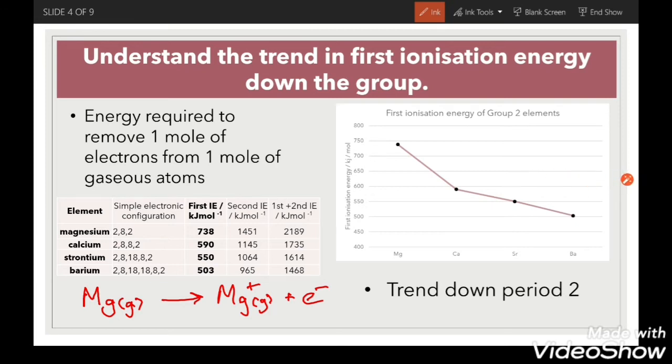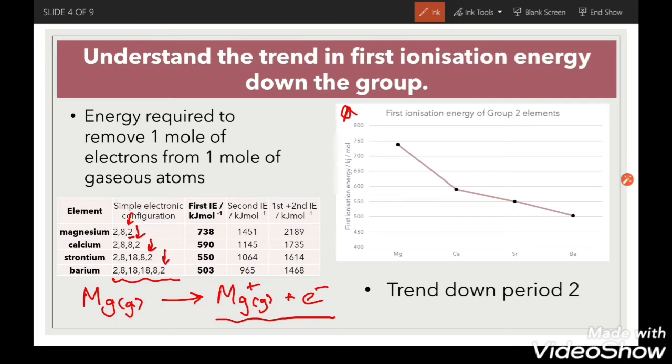So we're just looking at the first ionization energy of magnesium in this case, and all the others as well. We can see on our graph over here that our first ionization energy is decreasing as we go down the group. Again, we're linking this back to the size of our atoms, and the electron that we're losing in the first ionization energy is coming from the outer shell in each of these atoms.